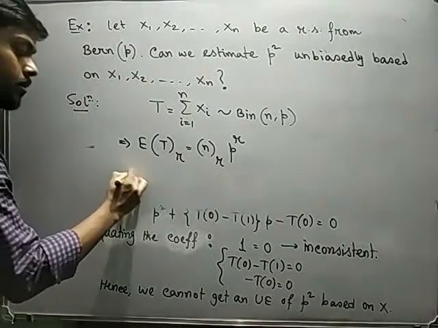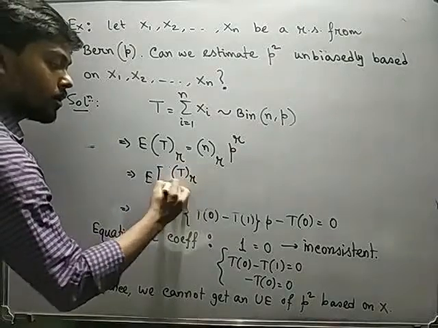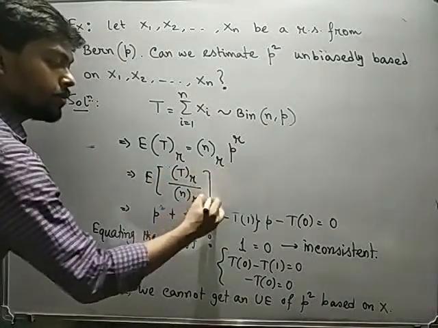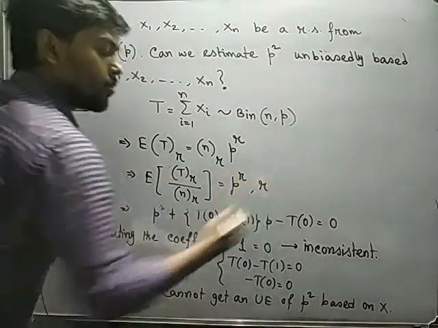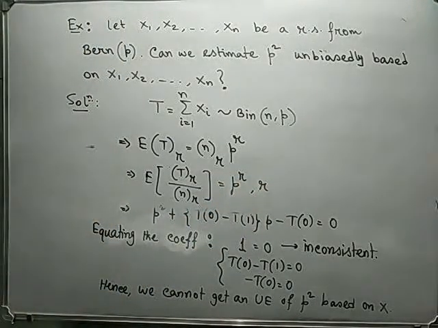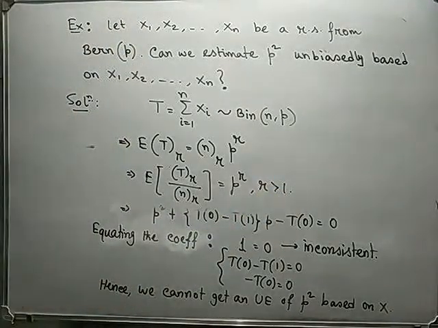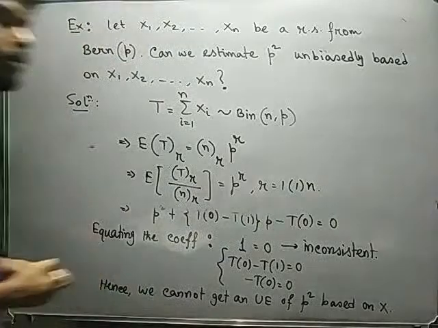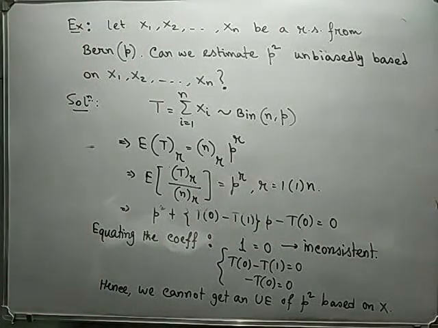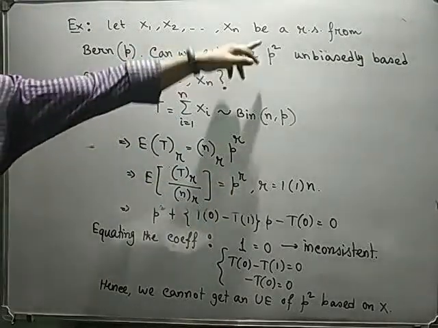So that's why the expectation of TPR by NPR, where NPR is a constant quantity, is exactly p to the power r, and this is true for any r greater than 1, or you can say for any r from 1 to n. So that's why we have to estimate p square.